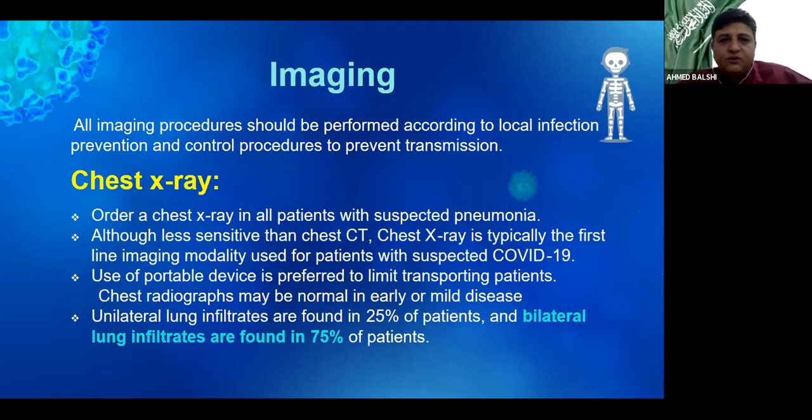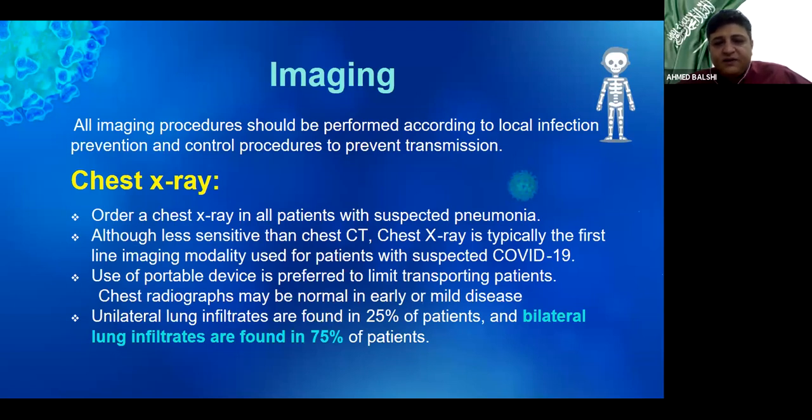Regarding the imaging, as we talked, we have to follow the policy of the hospital or institution where you have worked. The first imaging to be done is the chest X-ray. And please, when you order the chest X-ray, try to do it as a portable chest X-ray, with a portable device. Why? To avoid transporting patients to the radiology department and to limit the exposure of the radiologist and our healthcare workers.